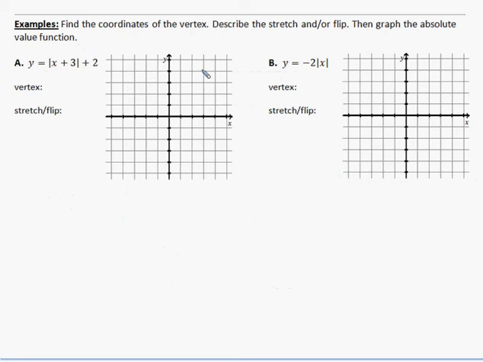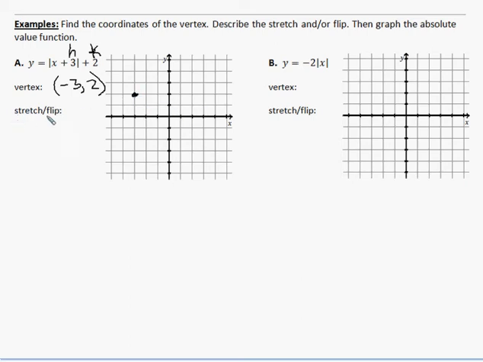Okay, let's graph these first two examples. We're going to find the coordinates of the vertex, describe the stretch and/or flip, and then graph the absolute value function. The vertex of this graph right here, first of all, this is the h, this is the k, and just remember that the h value, it's the opposite. So the x coordinate will be negative 3 because you do the opposite, and then it will be positive 2. Whatever's inside with the x, you do the opposite, and if it's outside, you leave it the same. So the vertex, the corner point of this V, is at (-3, 2).